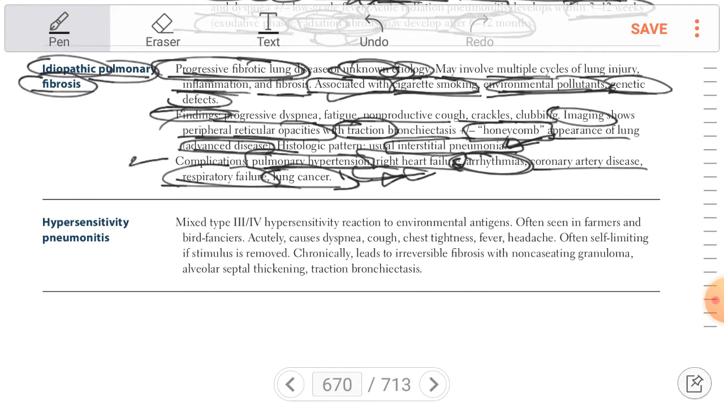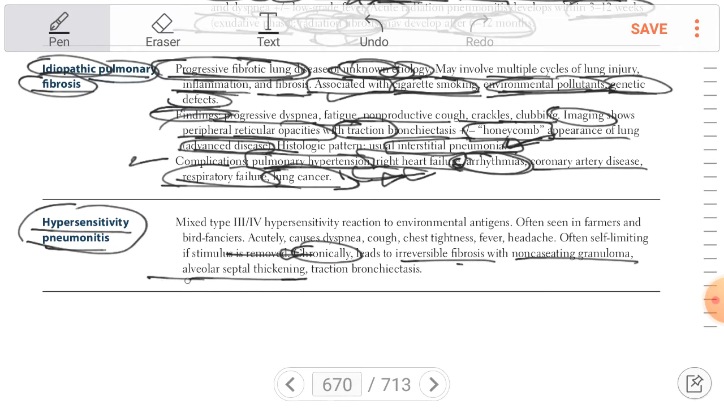Then the next one, so important, hypersensitivity pneumonitis. Now why is it so important? Because of this sentence: irreversible fibrosis, non-caseating granuloma, alveolar septal thickening, and traction bronchiectasis. It's asked in the exam, so you must memorize this sentence.